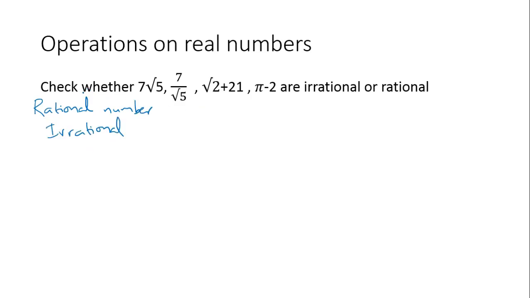So here, if you look at the question, you need to check if 7 root 5, 7 by root 5, root 2 plus 21, and pi minus 2 are rational or irrational. So in each case, for example, 7 root 5, you see that a rational number is multiplied with an irrational number. Similarly for the others, 7 by root 5, you have one rational number and an irrational number. Root 2 plus 21, you are adding an irrational number with a rational number. Similarly for pi minus 2.